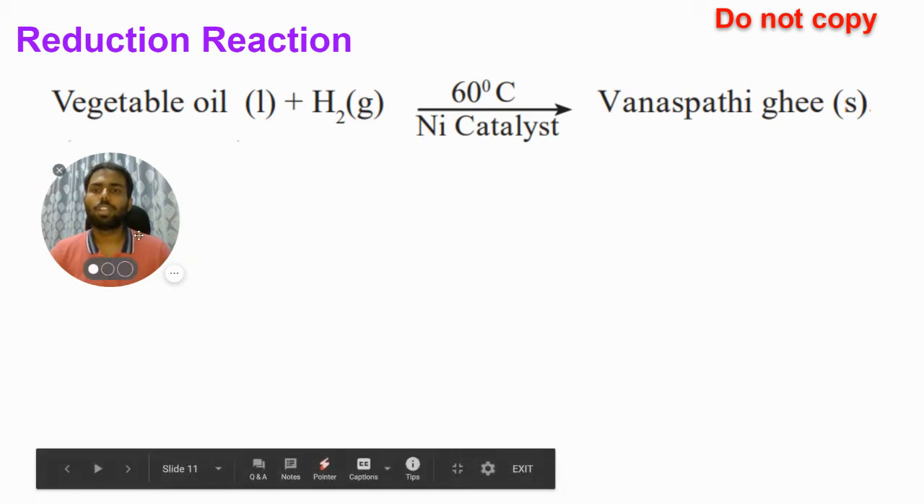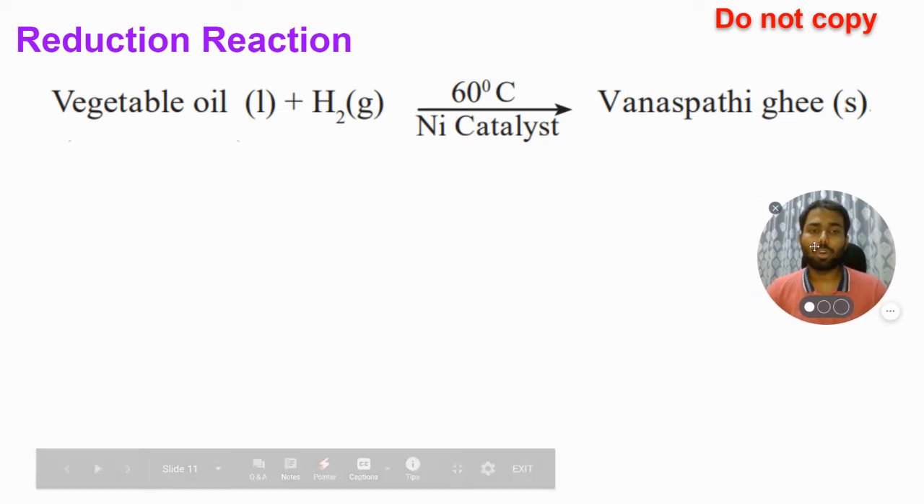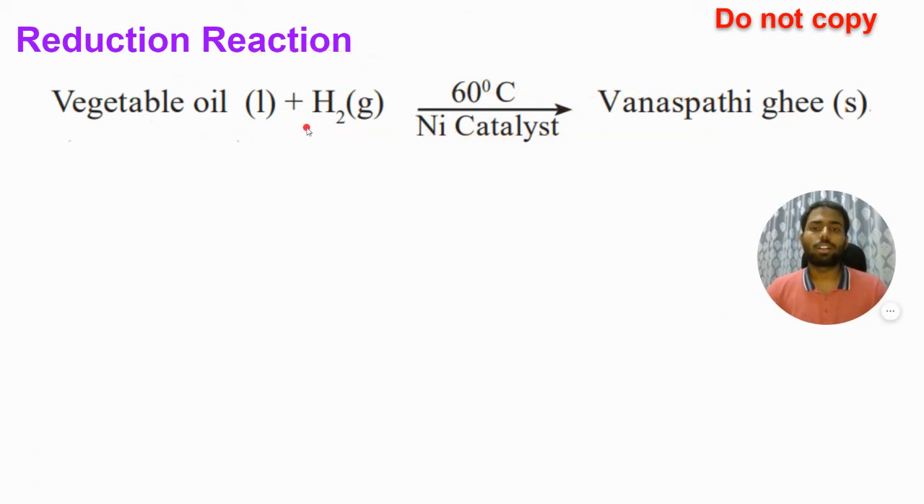Okay, then what is a reduction reaction? So if you observe this particular chemical reaction carefully, what you will notice is that vegetable oil, when it combines with hydrogen, gives you vanaspati ghee. So oil plus hydrogen is giving you ghee. So the reactant is combining with hydrogen, right? What did we read earlier for oxidation? When it is either combining with oxygen or giving away hydrogen, it is called an oxidation reaction.